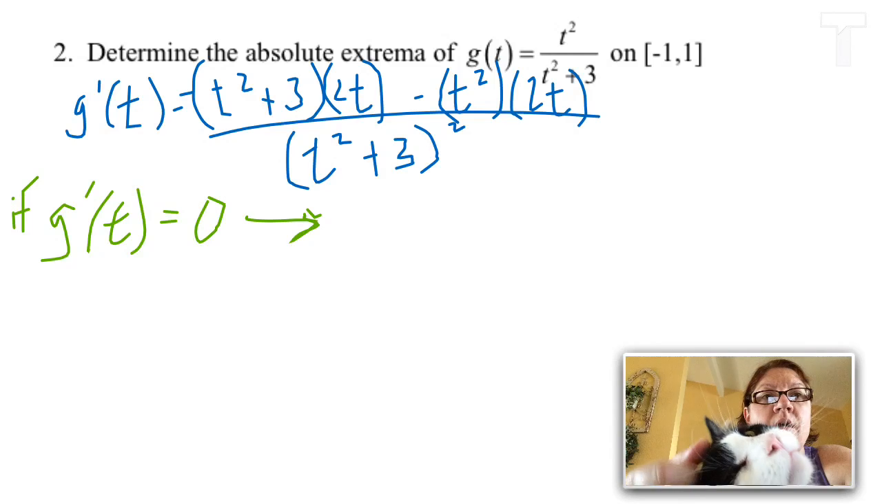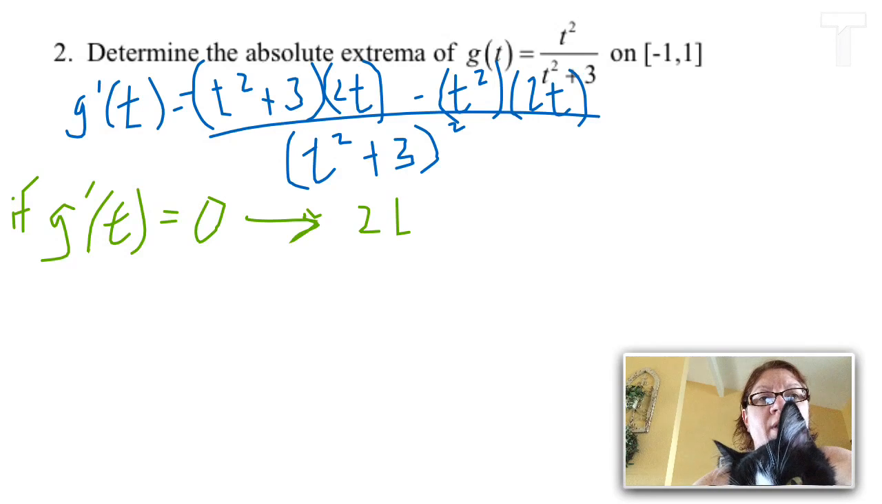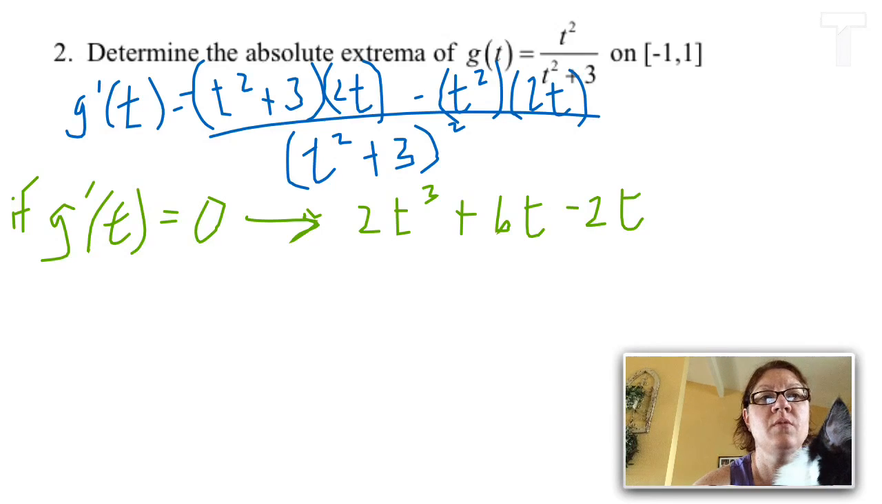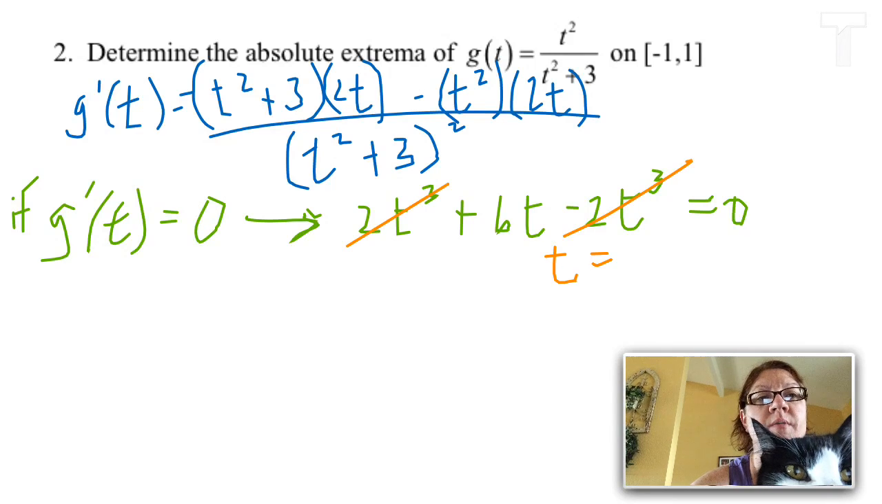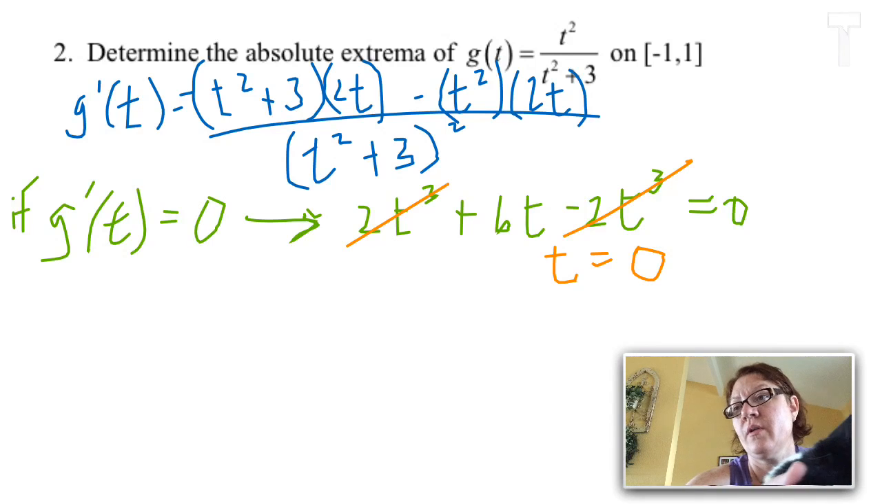So I would get a 2t cubed minus a 2t cubed, so that's going to cancel out, which means, here I'll write it for you. So I have 2t cubed plus 6t minus 2t cubed, and of course the t cubes, as I said, cancel out, so I get ultimately t equals 0.